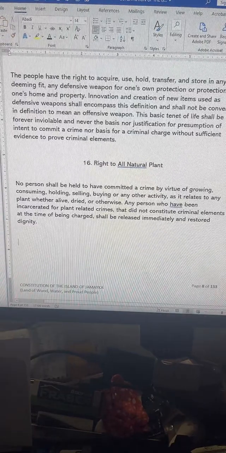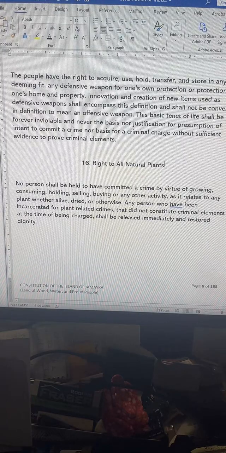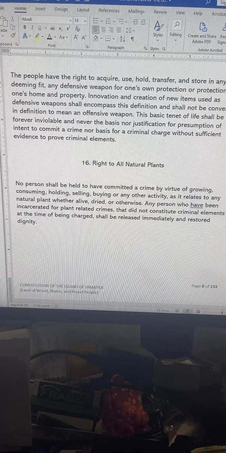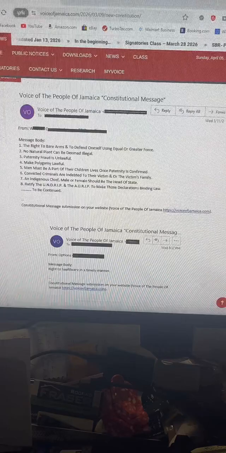Right to all natural plants, with an S. No person shall be held to commit a crime by virtue of growing or any other activity as it relates to any natural plant, whether alive, dried, or otherwise. All right, so we're good to go there. So that's suggestion number 2.